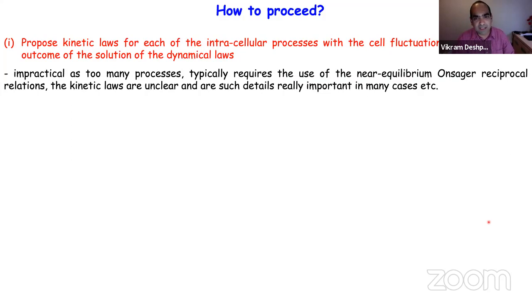Not only are there too many of these processes happening, to write something like that, you'll need to use some kind of near-equilibrium Onsager reciprocal relations. We don't know what these kinetic laws are, etc. But that is typically what has been done. I was doing that for many years as well.